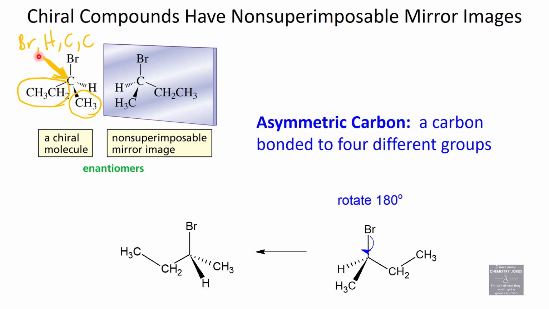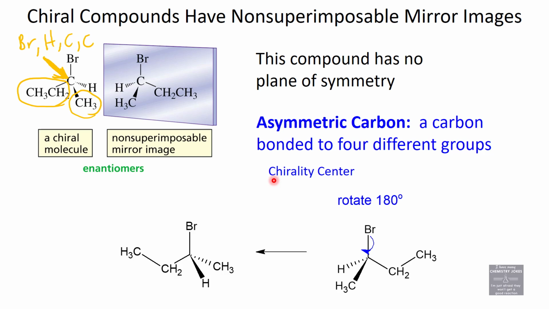Anything that has a single asymmetric carbon has 2 enantiomers. Another word for asymmetric carbon is a chirality center. That word is a lot older. It's not used in most chemistry contexts now, but it may still be used in other formats like an MCAT or something. I really don't know. But chiral compounds cannot possess a plane of symmetry. This molecule does not have a plane of symmetry.